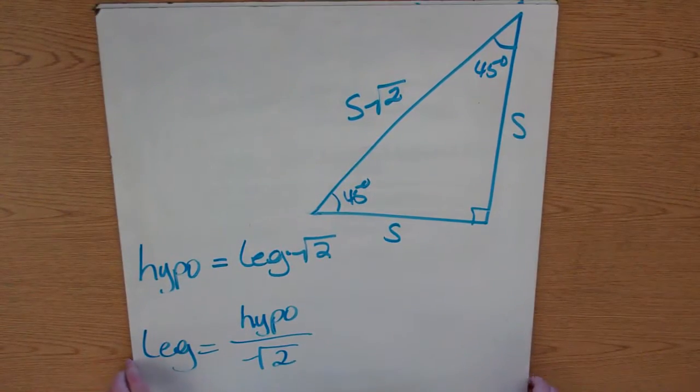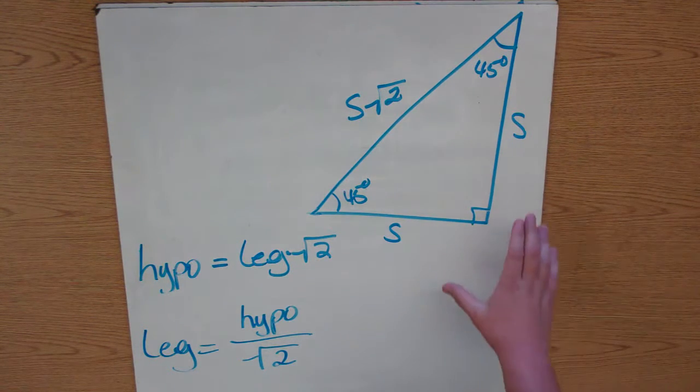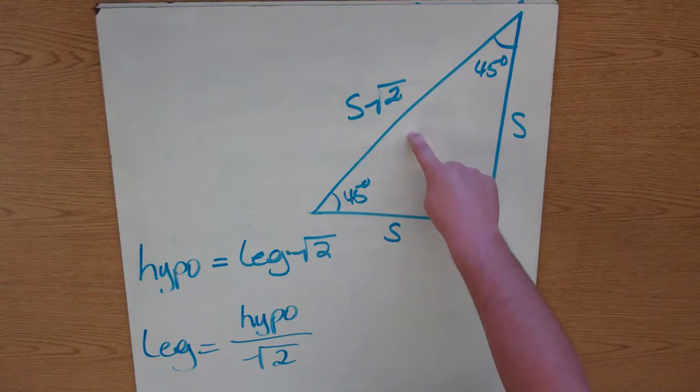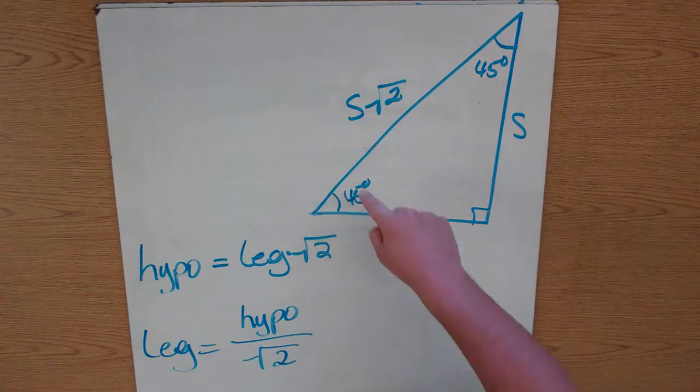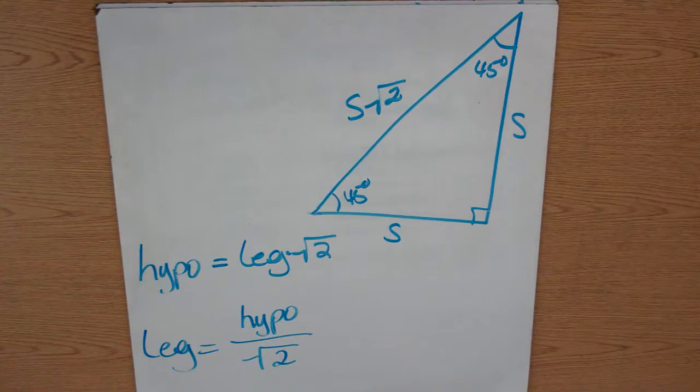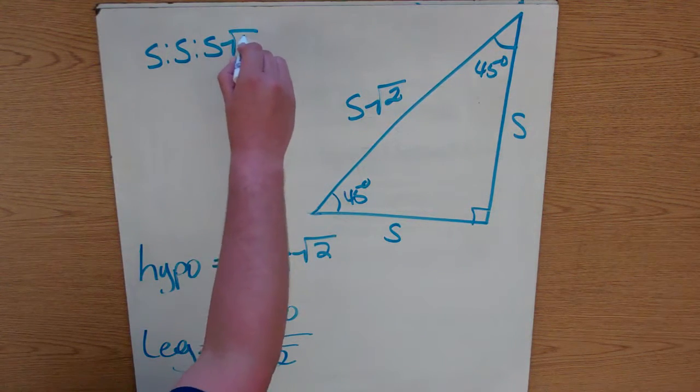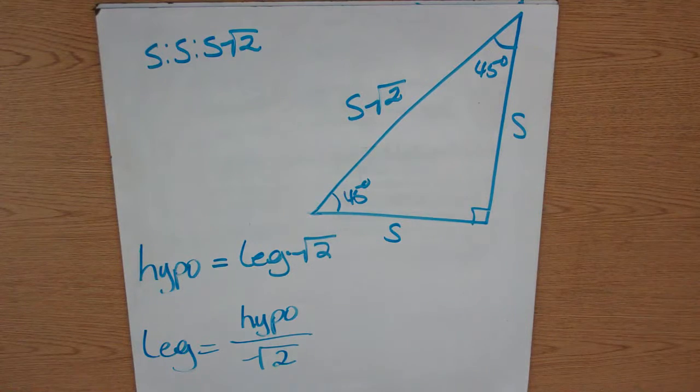Let's start with the 45-45-90 triangle. The legs of a 45-45-90 triangle are the exact same length. So in this case, they're both S. Now the hypotenuse is the leg length times the square root of 2. Because we just got done with ratios, they're in the ratio of S to S times the square root of 2. So if you have a 45-45-90 triangle and you know one side length, you can find all three side lengths just from knowing that one, and you do not have to use the Pythagorean theorem.